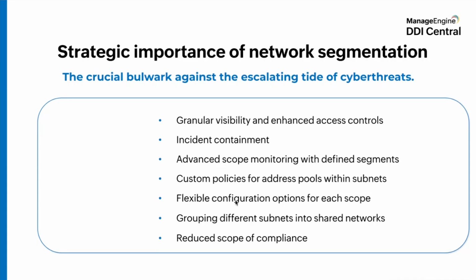Segmentation also offers flexible configuration options for each scope, which means networks can be tailored to meet specific functional requirements or regulatory compliance needs. By grouping different subnets into shared networks, we can club multiple non-consecutive or unrelated scopes and treat them as a single entity to apply custom policies collectively. You can reduce the scope of compliance by reporting the audits of only those segments to the regulators instead of the whole network.